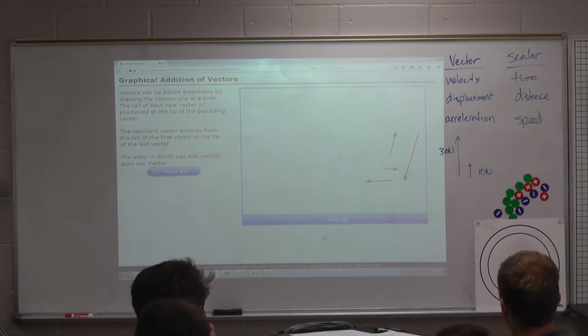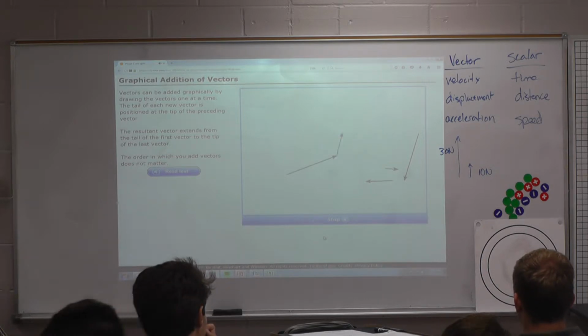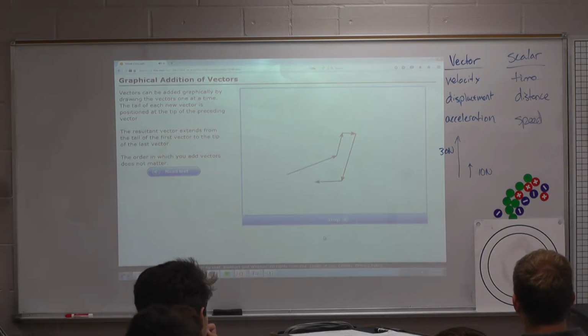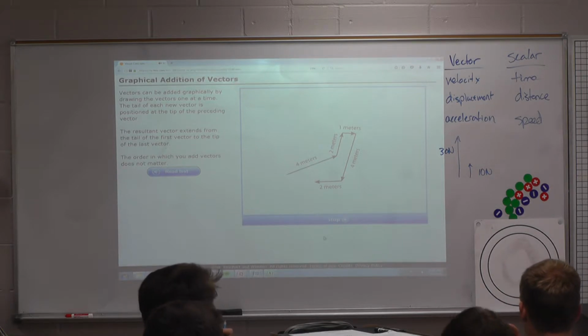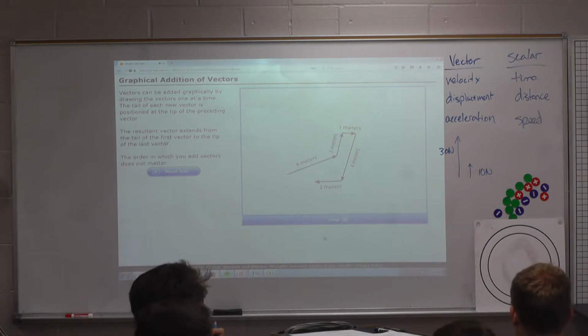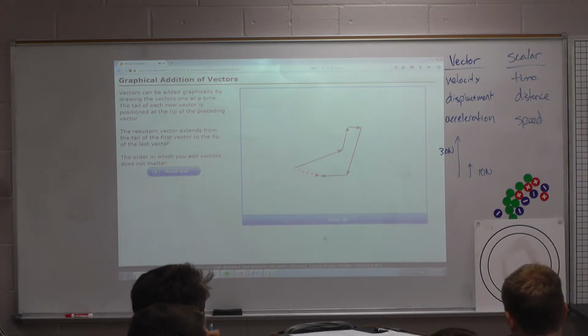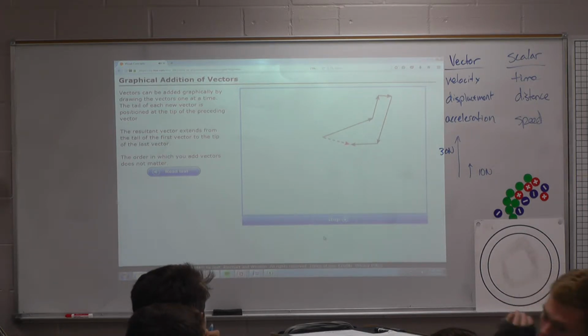Vectors can be added graphically by drawing or positioning the vectors one at a time with the tail of each new vector connected to the tip of the preceding vector. Note that in order to add vectors, they must have the same units and describe similar quantities. The result of adding two vectors is called the resultant. The resultant vector extends from the tail of the first vector to the tip of the final vector. The order the vectors are added in makes no difference.